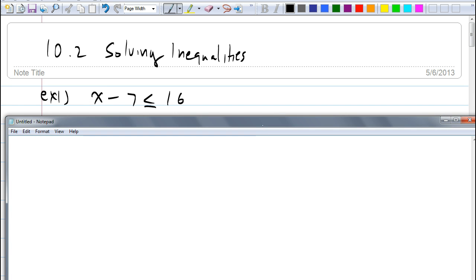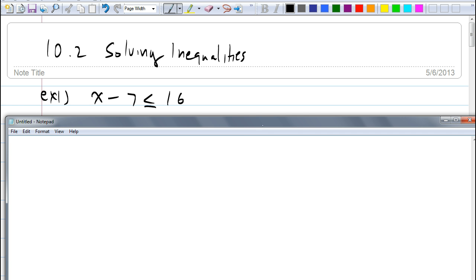x minus 7 less than or equal to 16. So go ahead and everybody solve. It should be really straightforward. This time, do you think the inequality symbol will be reversed at all? No. You'll be just adding and subtracting. It doesn't reverse at all. The only time is if you divide or multiply by a negative number, right? Okay, go ahead, everybody, finish.